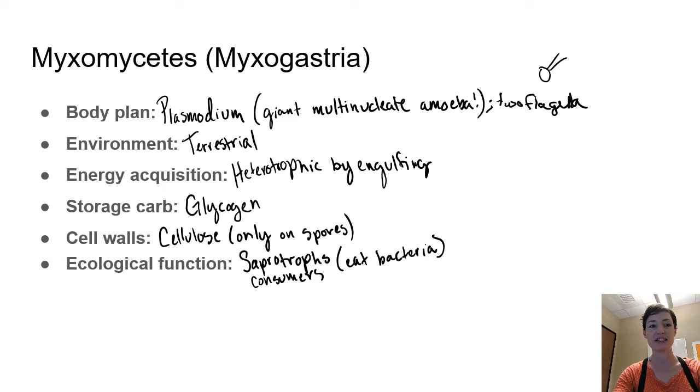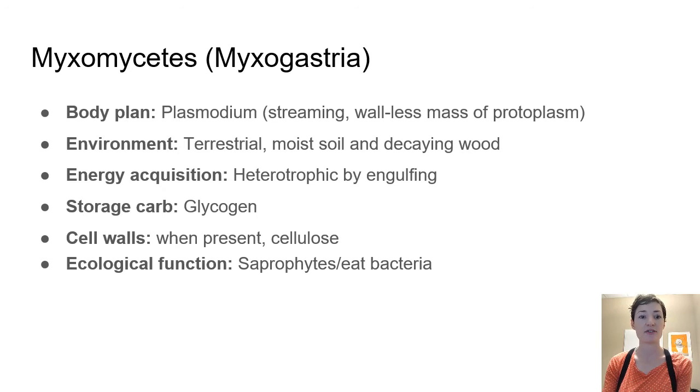Okay, so our big differences here between the myxomycetes and our true fungi is that weird body plan that they have with their two flagella when they have them, cellulose in their cell walls when present, and that they engulf their food instead of digesting it on the outside. So here's a review of that information we just wrote down. Just in case you missed it, you can go back to this slide and look at it.